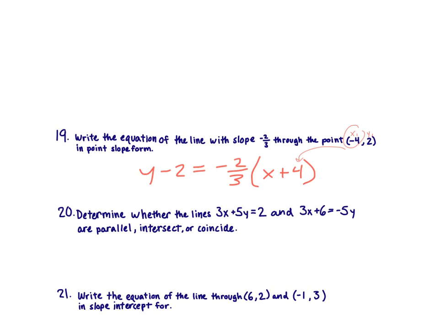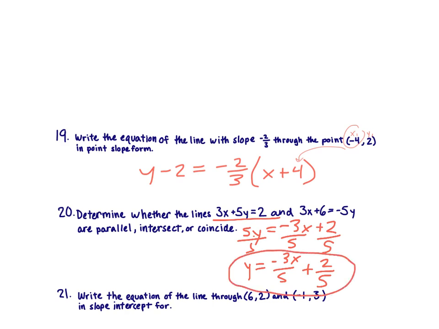So for the first line, we subtract 3x from both sides, so we get 5y is equal to negative 3x plus 2, and then we divide by 5. So you get y is equal to negative 3x over 5 plus 2 over 5. So this is slope-intercept form for the first equation.